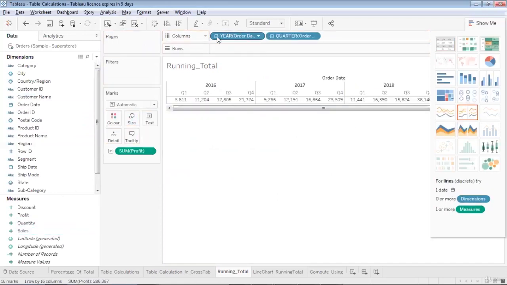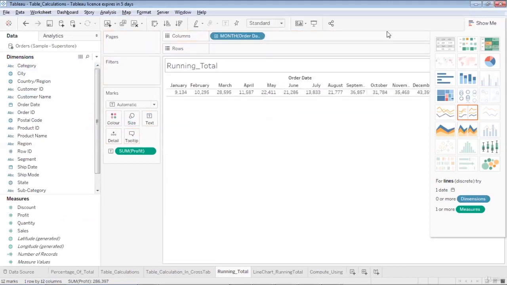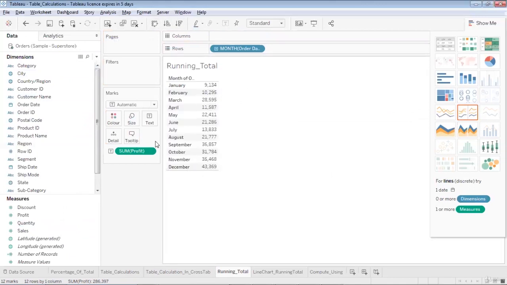Now we would be willing to just keep the month one. Okay, so we have got these monthly ones. So for each month I'm getting the profits. Okay, I'll expand it a bit so that it's a better view. So for each month I'm getting the profit.